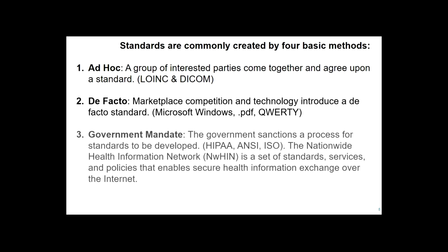Okay, so number 3 is the government mandate. These are those standards that the government sets up. All right, HIPAA, the ANSI, the ISO. We'll touch on a couple of these, and the Nationwide Health Information Network. And this one's important because it is more recent. It's a set of standards, services, and policies that enables secure health information exchange over the internet. And the thing to understand about the Nationwide Health Information Network is that it is not a physical thing. It is a set of standards.